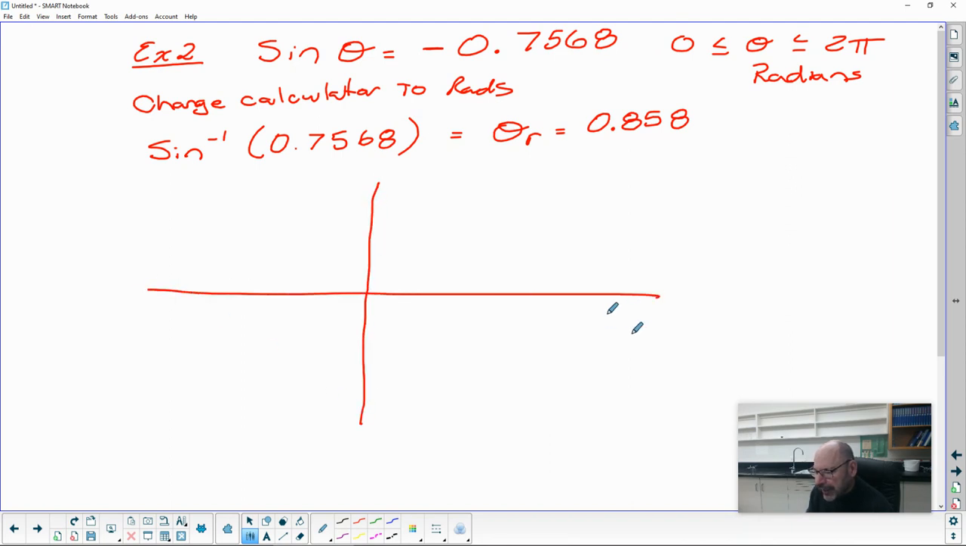Okay, CAST. Where is sine negative? Sine is positive there, and sine is positive there. So sine is negative here and here. So we've got to draw a reference angle in the third and fourth quadrants. Sine's positive, sine's positive. So we're going to draw it here. I'll just use a green line.